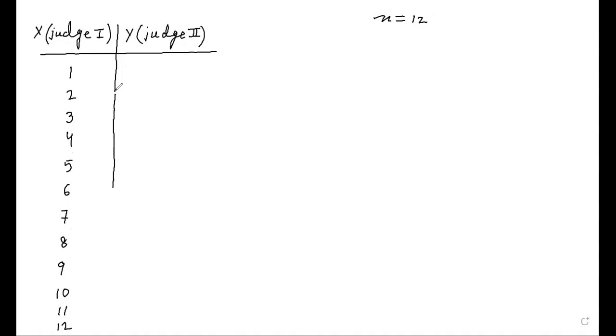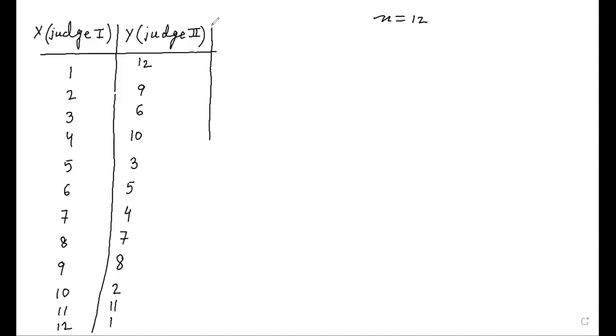Accordingly, according to judge 2, the first person has been given the rank 12, the second person the rank 9, then 6, then 10, then 3, then 5, 4, 7, 8, 2, 11, 1. So these are the ranks that the two judges have given to the 12 participants.